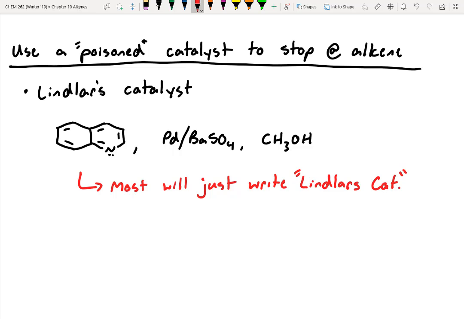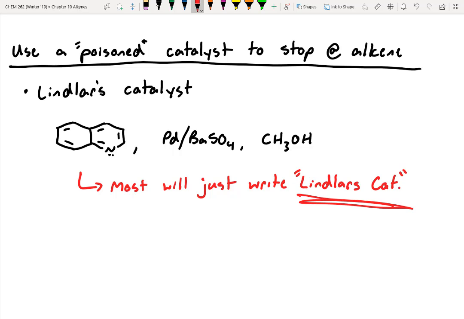So that's a good question. In order for this to be a true poisoned catalyst, you have to mix that aromatic heterocycle with the metal, with the barium sulfate. It'll form this inorganic complex that will then do the hydrogenation reaction. It's a bit weird, but like I said, if I ask you to provide a reagent, it's perfectly okay to write Lindlar's Catalyst and avoid having to draw out the heterocycle and all that stuff.